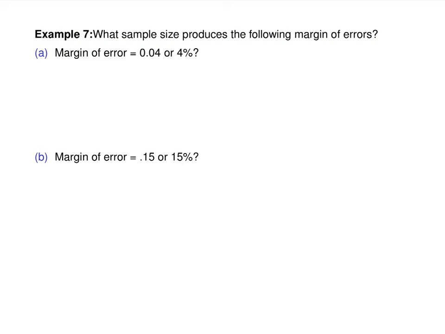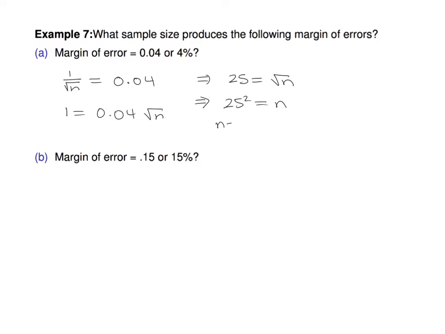Another thing we had in this unit was how to find a sample size that produced a specific margin of error. And here we use that overestimate of margin of error, which was 1 over root n. Setting that equal to our desired margin of error, 0.04, we use some algebra, multiply the root n over, divide by the 0.04, and you get 25 equals root n. Then you square both sides, and we get 25 squared equals n. So n is 625.